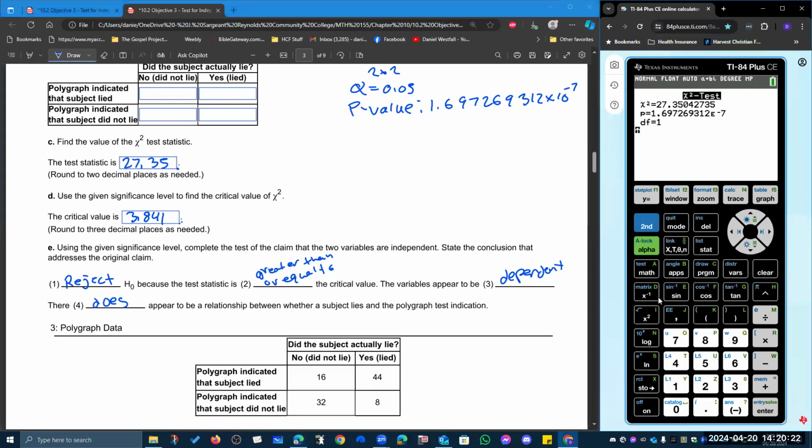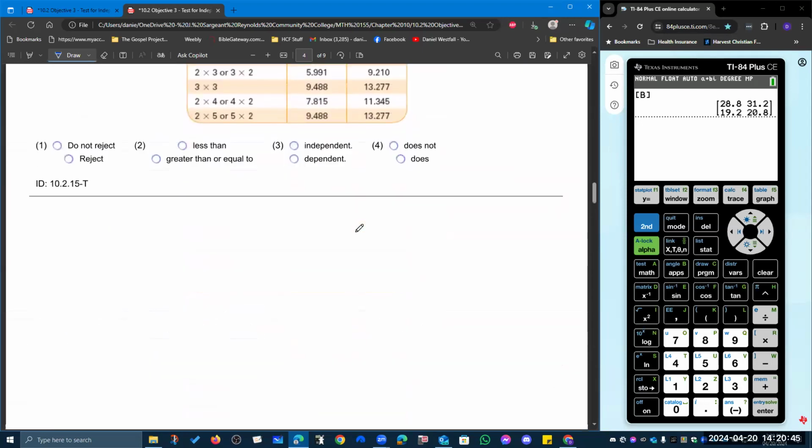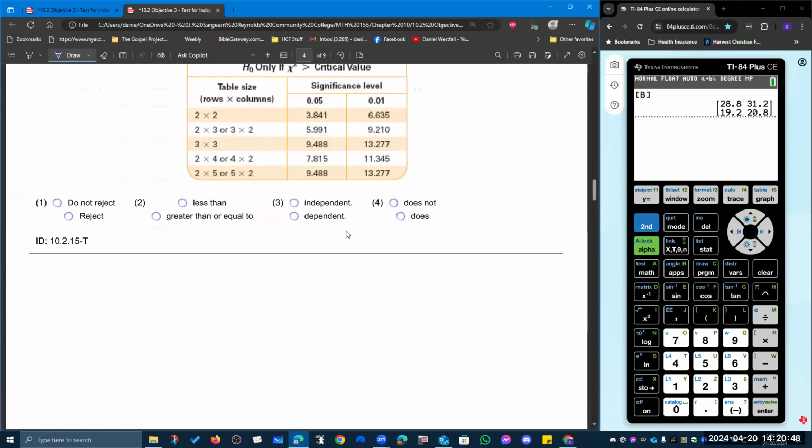Let's go ahead and look at those results from matrix B here. And we get 28.8, 31.2, 19.2, and 20.8. And again, we rejected H naught because we were greater than or equal to the test statistic. They're dependent, and there does appear to be a relationship.